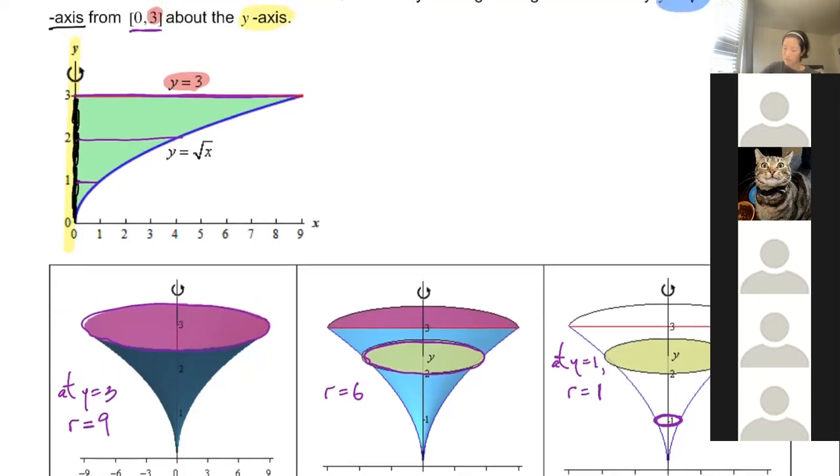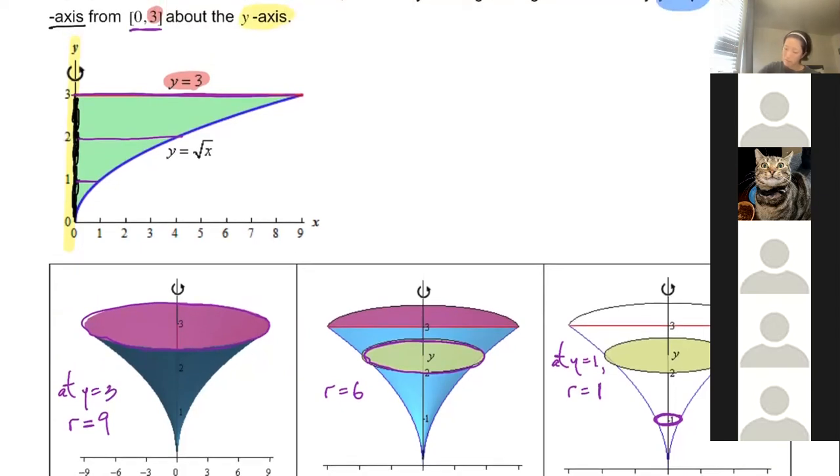Okay. Let's make this middle one a nicer number. At y equals 2, what is the radius? Four. Okay. All right, so at y equals 3, the radius is 9. At y equals 2, the radius is 4. At y equals 1, the radius is 1.